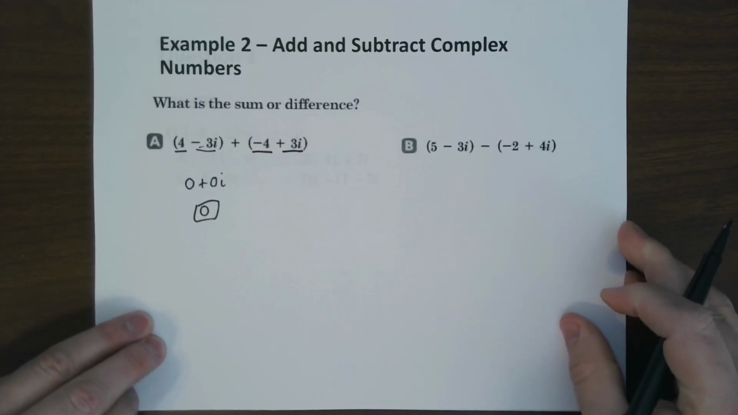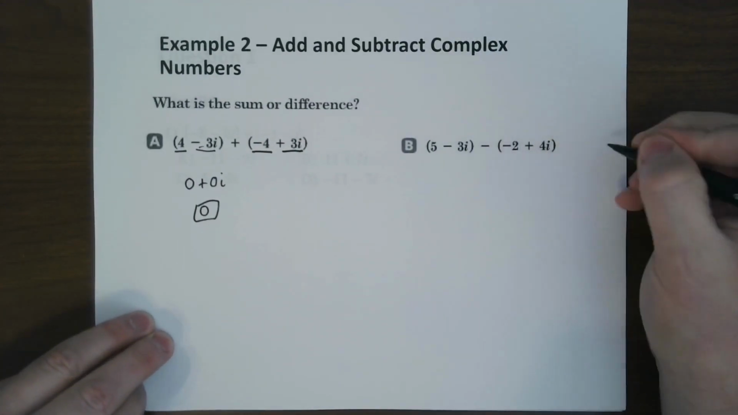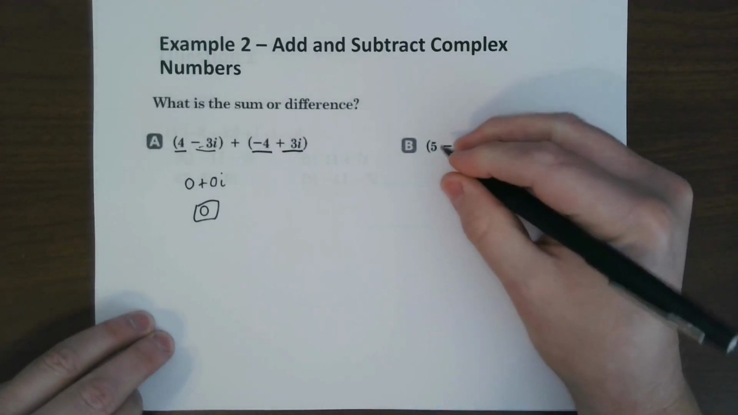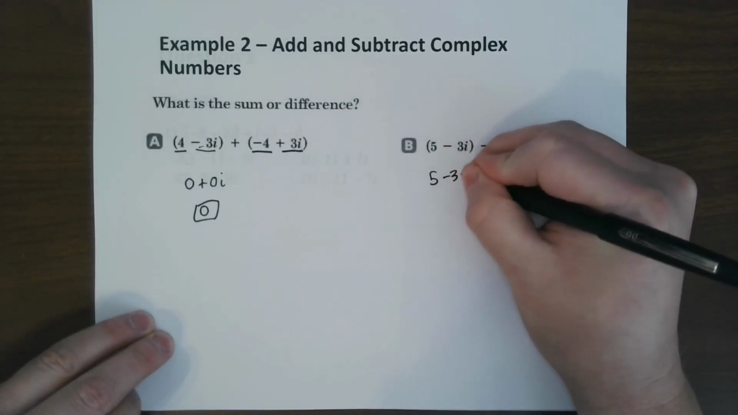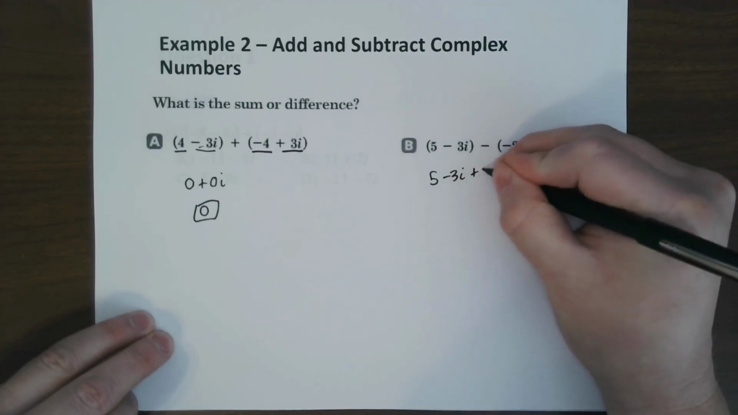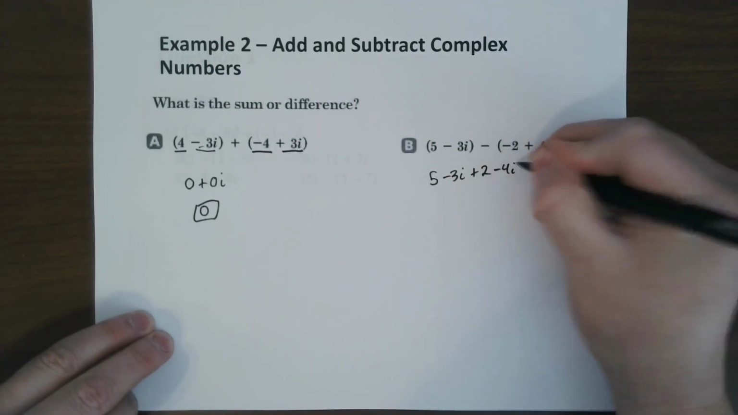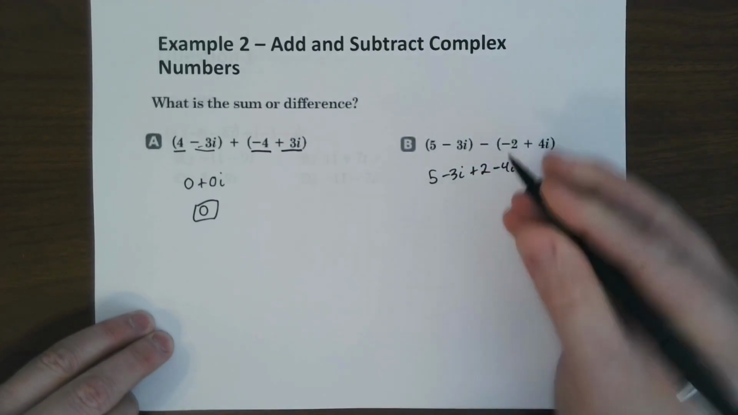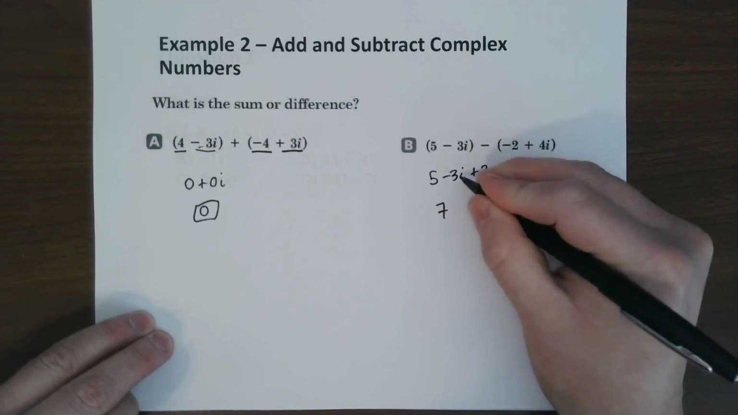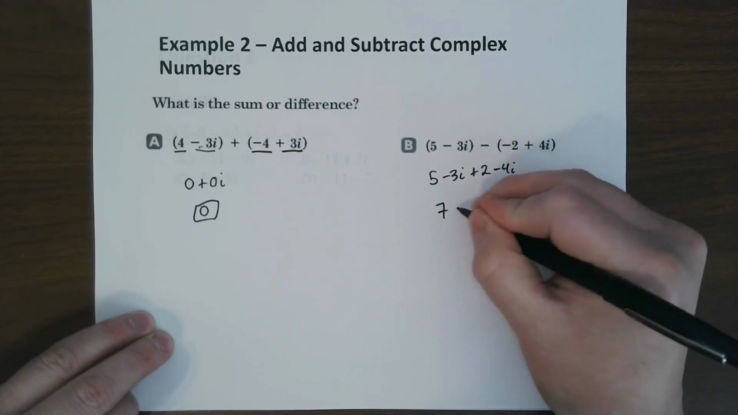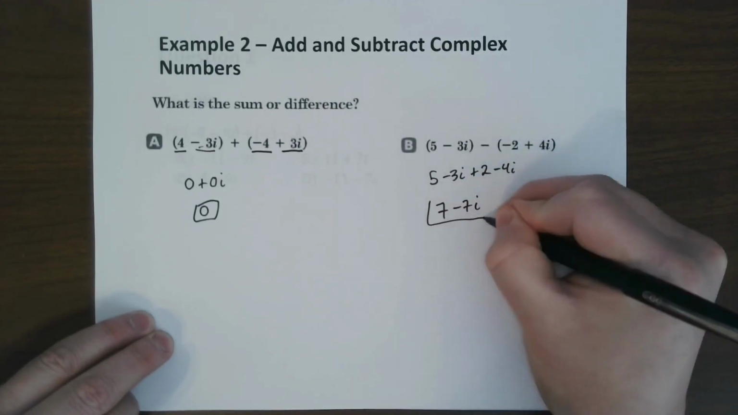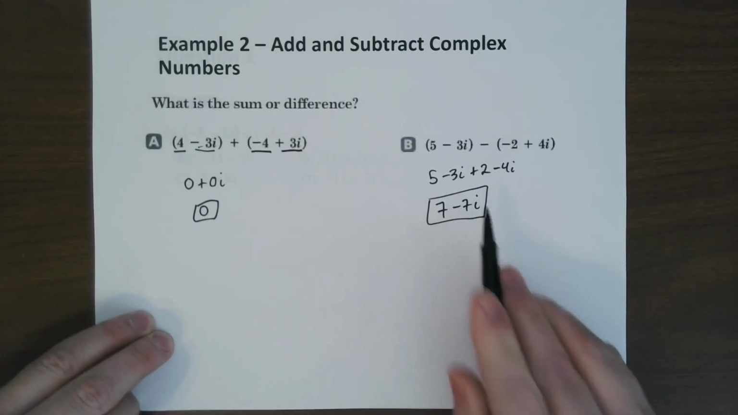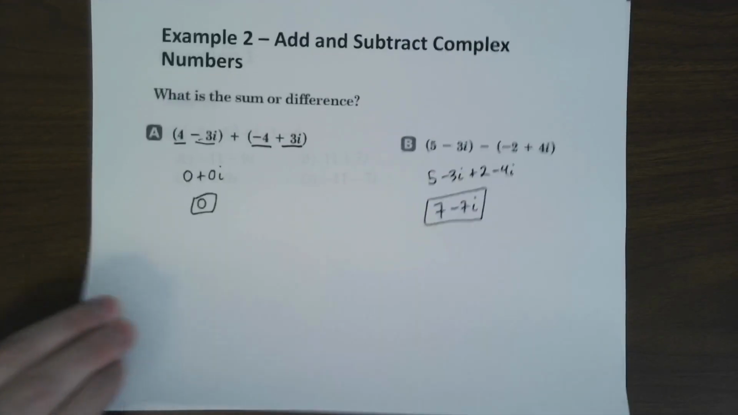Now with subtraction, I always recommend that you distribute the negative before you combine. So I have 5 minus 3i, distribute that negative, so plus 2 minus 4i, and then we just combine like terms. So 5 plus 2 is 7, negative 3i plus negative 4i is negative 7i. And that is your answer. And you must write it in real then imaginary last.